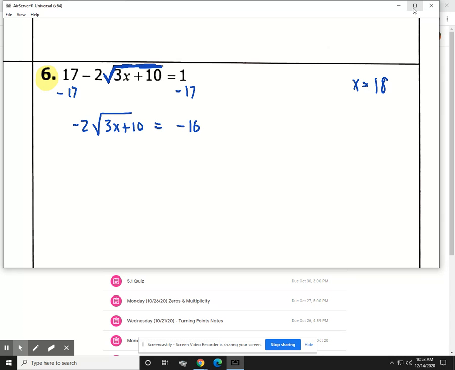Now, when negative 2 is out in front of that radical, what does it mean it's doing? So I divide. What's negative 16 divided by negative 2? Positive 8, because the negatives cancel. So, did we isolate that square root? So we get rid of it by squaring both sides, right? What comes down on this left side? Just the 3x plus 10, correct? And what's 8 squared?